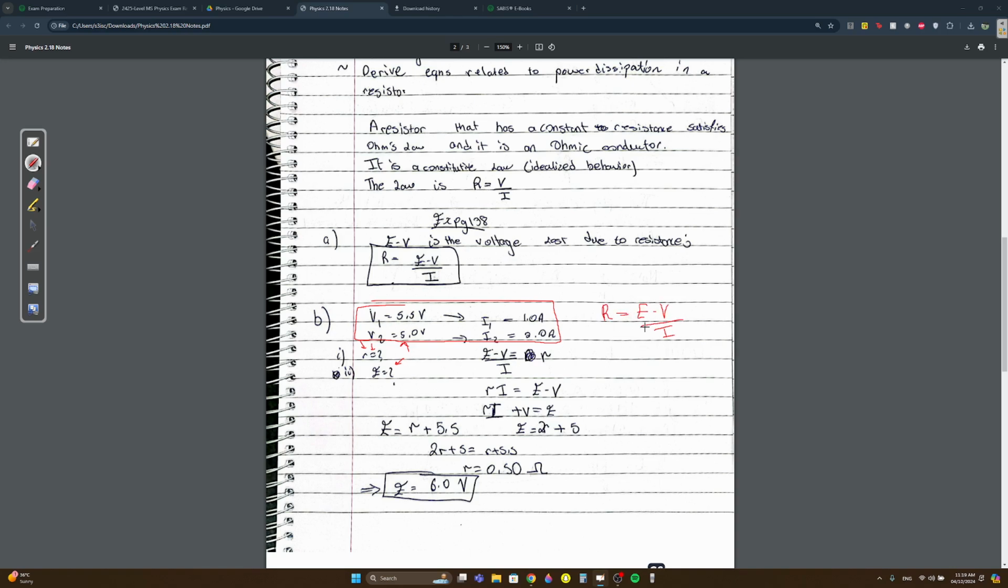What did I do? I want to find E, so I'm going to keep E alone. I rearrange the equation: R times I becomes RI equals E minus V. Take V to the other side: RI plus V is equal to the energy.